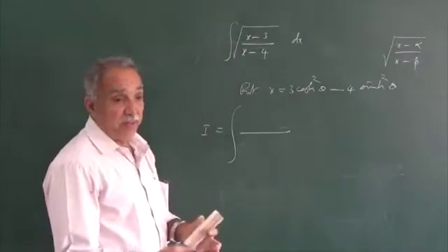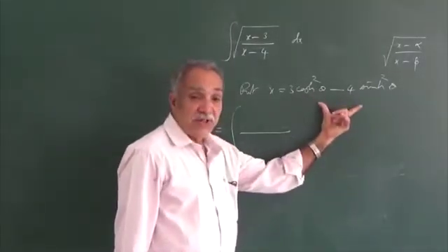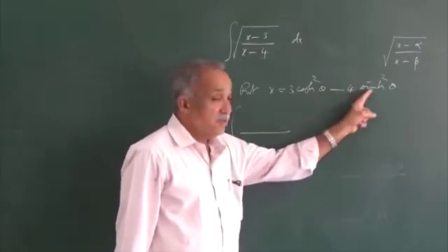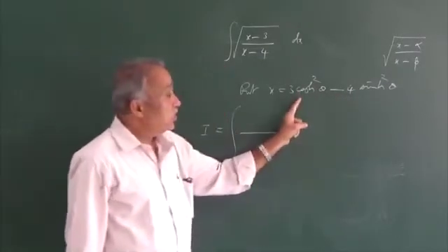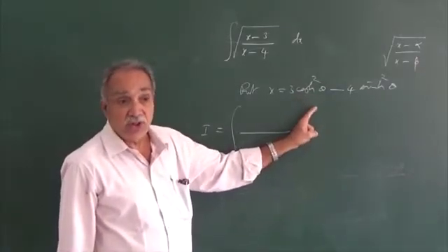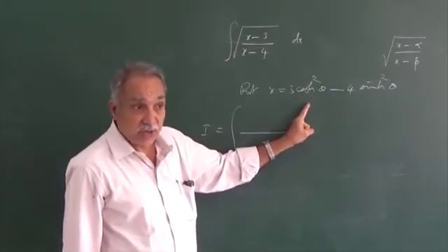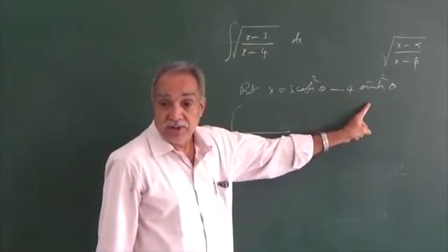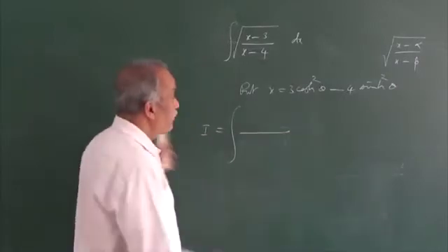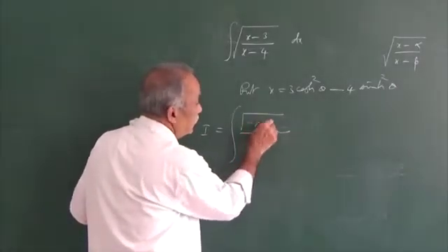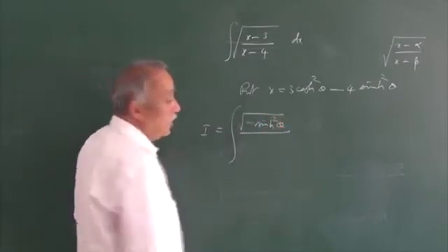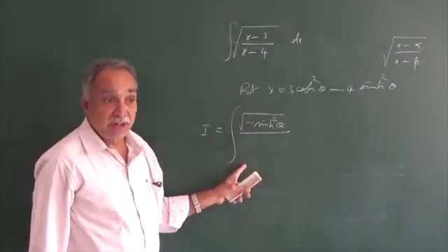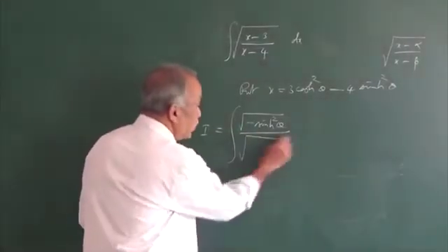X minus 3 will be this minus 3: 3 cosh square theta minus 3 minus 4 sinh square theta. 3 cosh square theta minus 3 is 3 into cosh square minus 1, is 3 sinh square, minus 4 sinh square is minus sinh square. Don't worry about this negative sign. You are going to get the same sign under the denominator radical sign also.